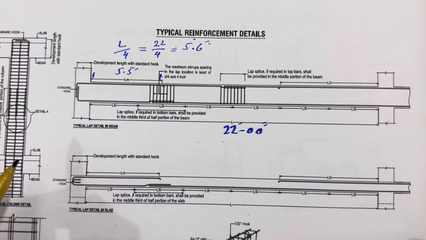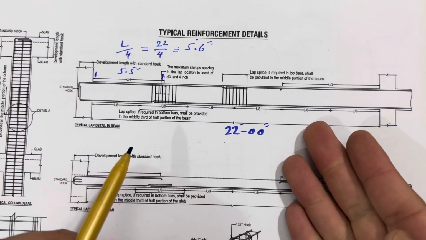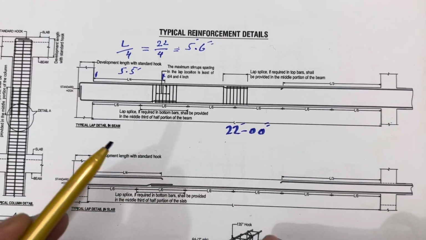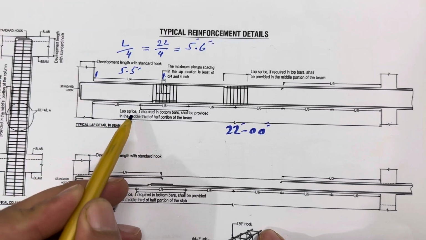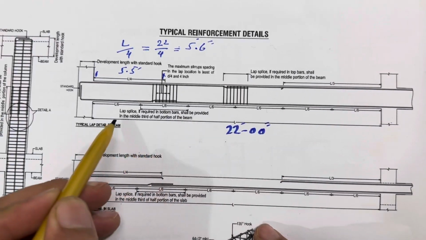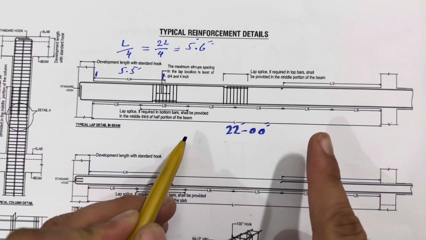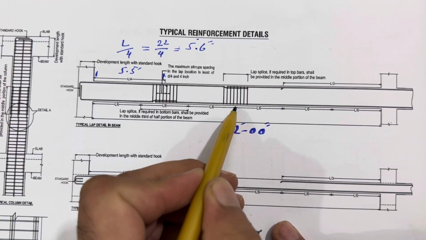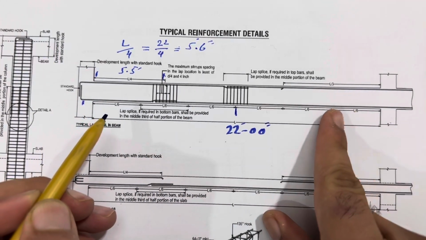So therefore guys, if you require the lapping length, where are you able to provide the lapping length, or how can you overlap one steel rod to another, okay? In the beam, remember, the lap or splice length, if required in the bottom bars, shall be provided in the middle third of the half portion of the beam. Middle third means guys, you can see the middle is L by 2, and this L by 2 should be divided by 3, right?